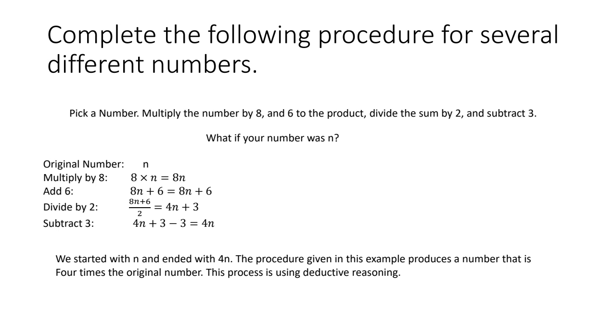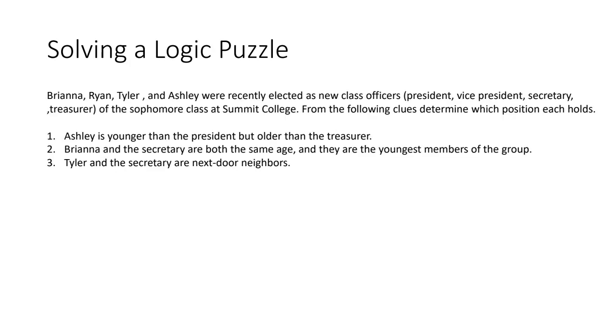So this is a procedure that uses deductive reasoning because it's not using specific examples. It's not like I'm picking a specific number like 5 or 10 or 7. This is a proof that it's good for all numbers regardless of whichever number you started with. Okay, so let me move on to the next question.